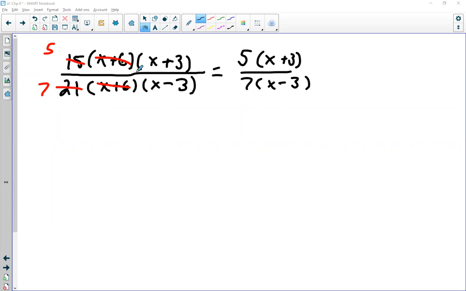So first one, we're gonna cross out. This is a freebie one where you just cross out what's in common. Pretty straightforward. Then becomes a result. Just remember, x plus 3, x minus 3, those are not the same, so you cannot cross them out.